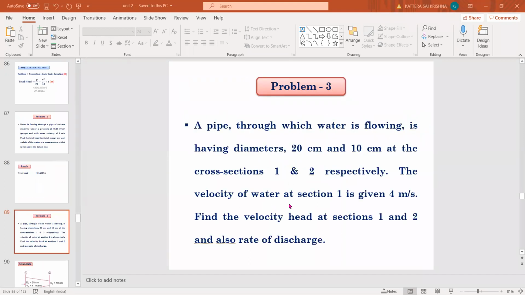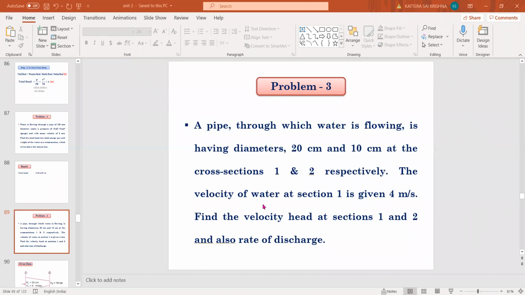Please note down the question. A pipe through which water is flowing has diameters of 20 centimeter and 10 centimeter at cross sections 1 and 2. Here you can see the diameters are varying, so the pipe has a varying cross section; it is a tapered pipe.